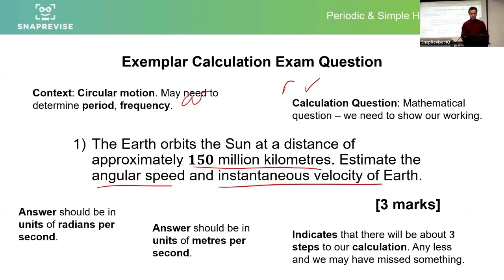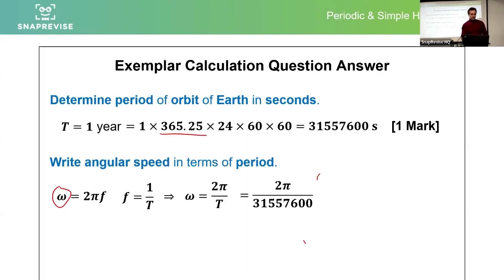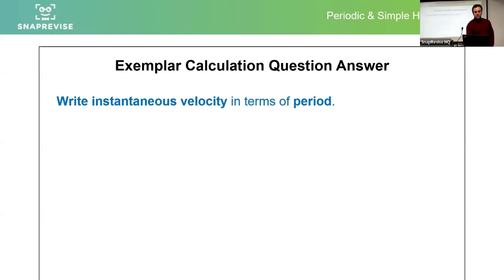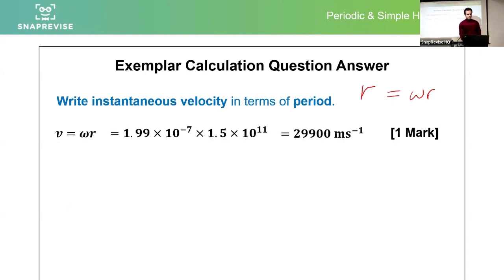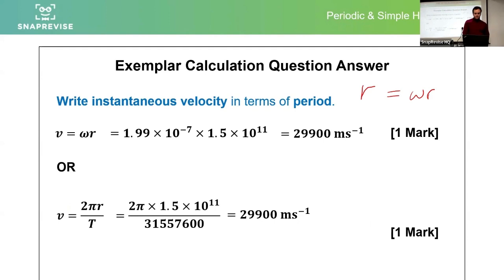It's when we're asked for the instantaneous velocity that we'll now need it, because we have just said that the instantaneous speed is the angular speed times the radius. Okay, so get your answer from the previous part and just multiply it by r.